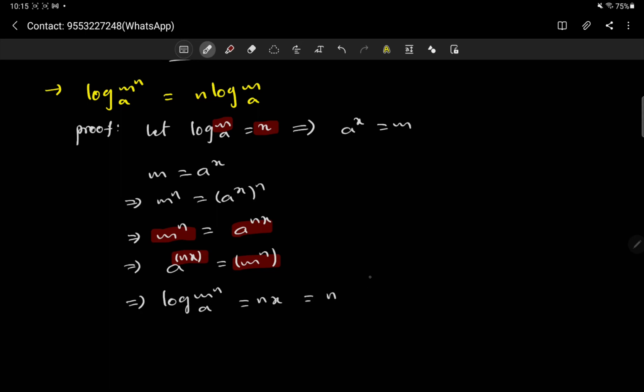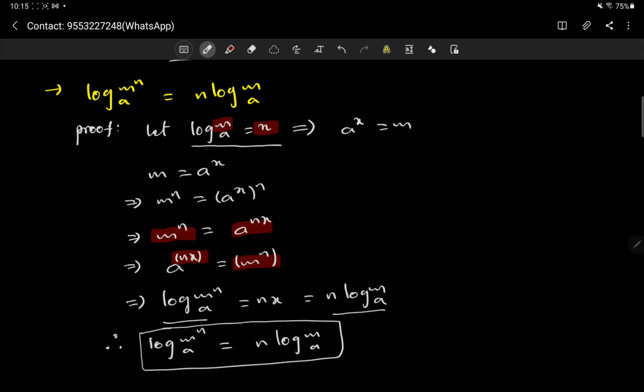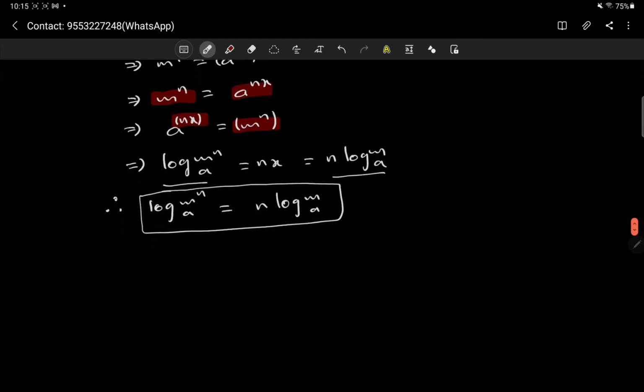n into x is what? x is nothing but log m base a, that we already have. So therefore finally this can be equated to this expression, so that log m power n base a becomes n log m base a. This is also an important result to solve the problems. Okay. Log m power n base a can be written as n log m base a.